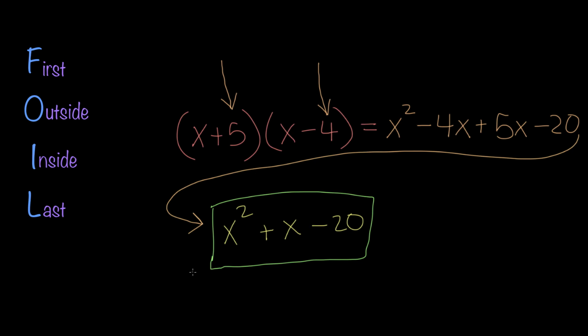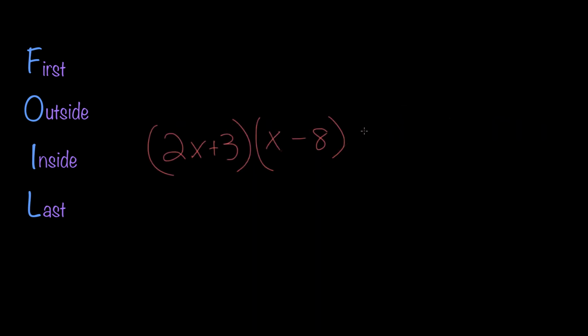Moving on to the next one. Our next one says 2x plus 3 times x minus 8. So again, it's really the exact same thing as we've been doing thus far. We look at the F, which is first. So we use the first terms of each of the polynomials and multiply them together. So 2x times x gives us 2x squared.